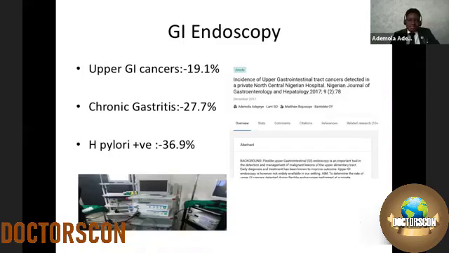Now, again, even with that, we are seeing more and more cancer and upper GI cancers with endoscopies. In a study I did with some of my colleagues in 2017, we reported almost 20% of our upper GI endoscopies being malignancies, which is quite scary. And a lot of them had chronic gastritis, which in some scenarios can actually be a precursor to malignancy. There's metaplasia and dysplasia. And there was also a high H. pylori positive rate. So we have issues concerning the prevalence and diagnosis of upper GI cancers in our environment.